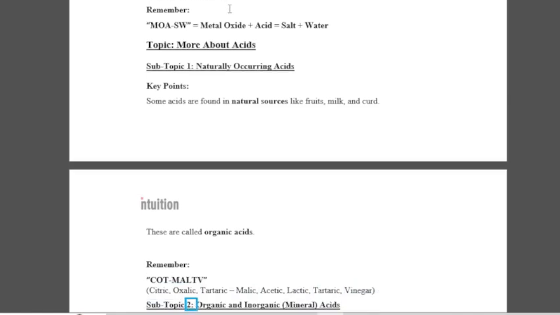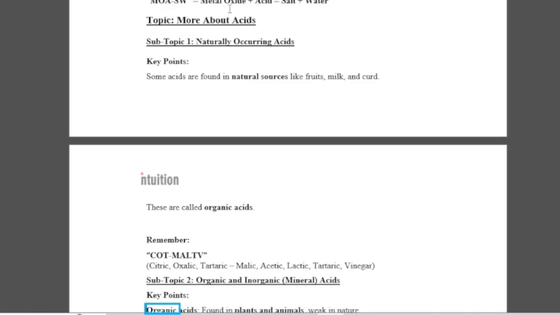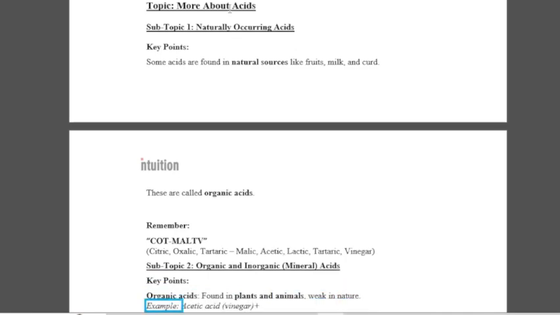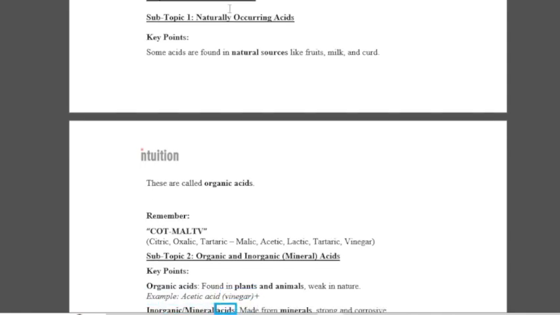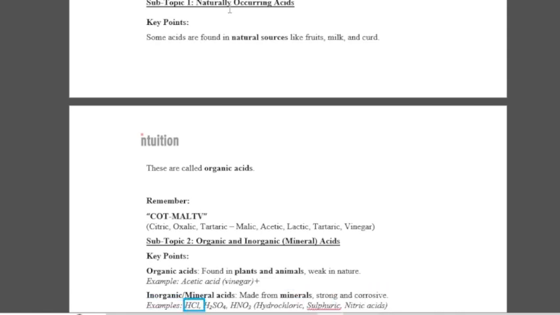Subtopic 2: Organic and inorganic mineral acids. Key points: organic acids are found in plants and animals and are weak in nature. Example: acetic acid, vinegar. Inorganic mineral acids are made from minerals, strong and corrosive. Examples: HCl, H2SO4, HNO3: hydrochloric, sulfuric, nitric acids.